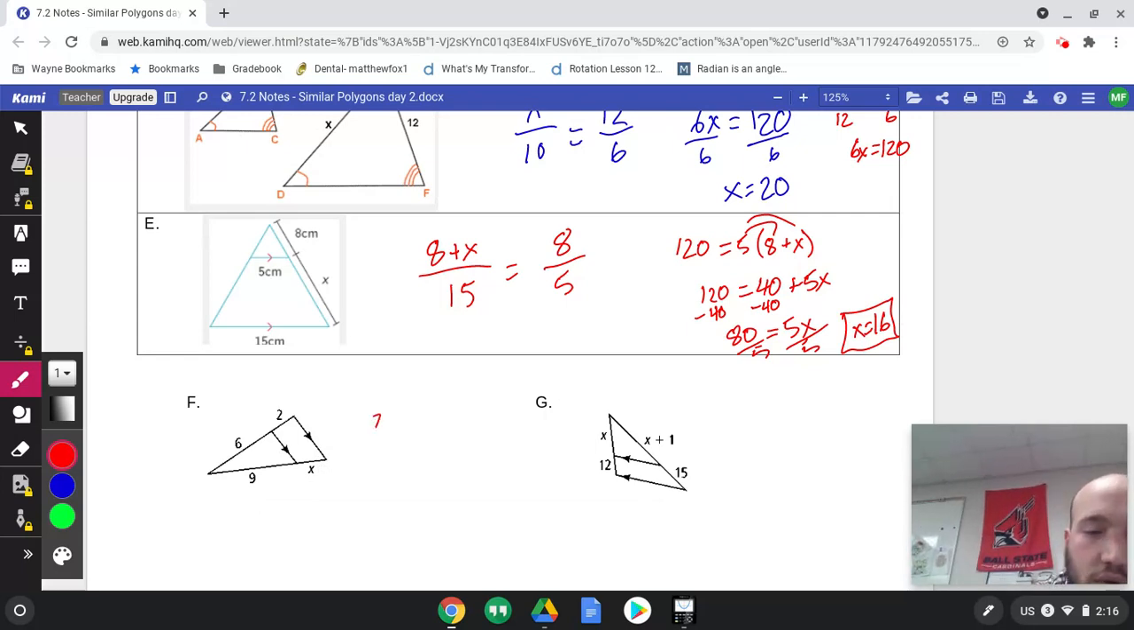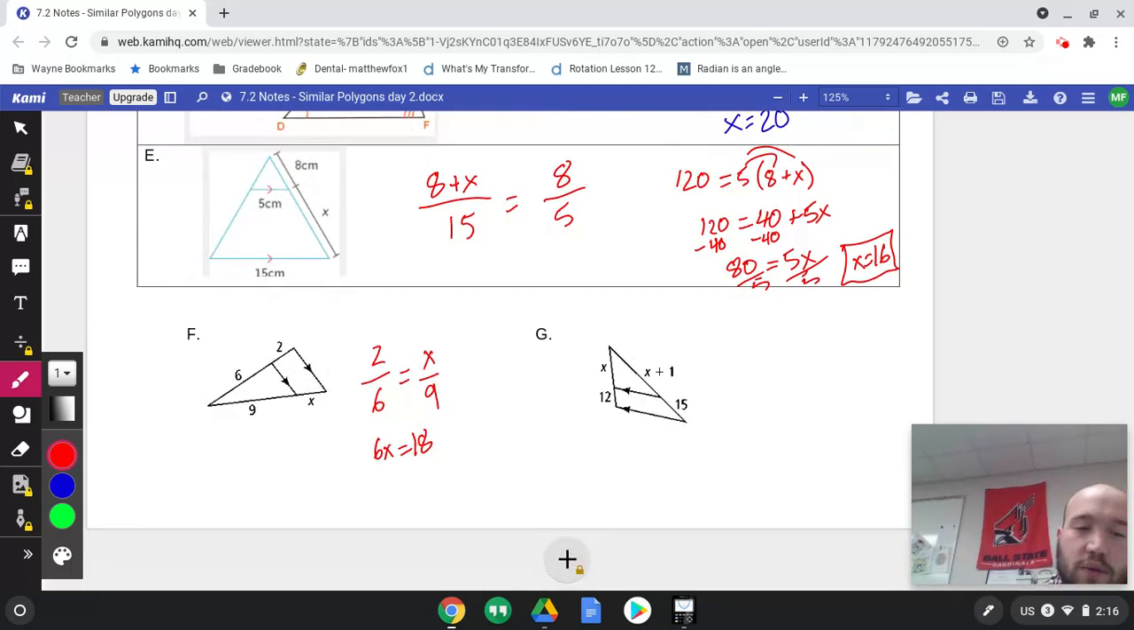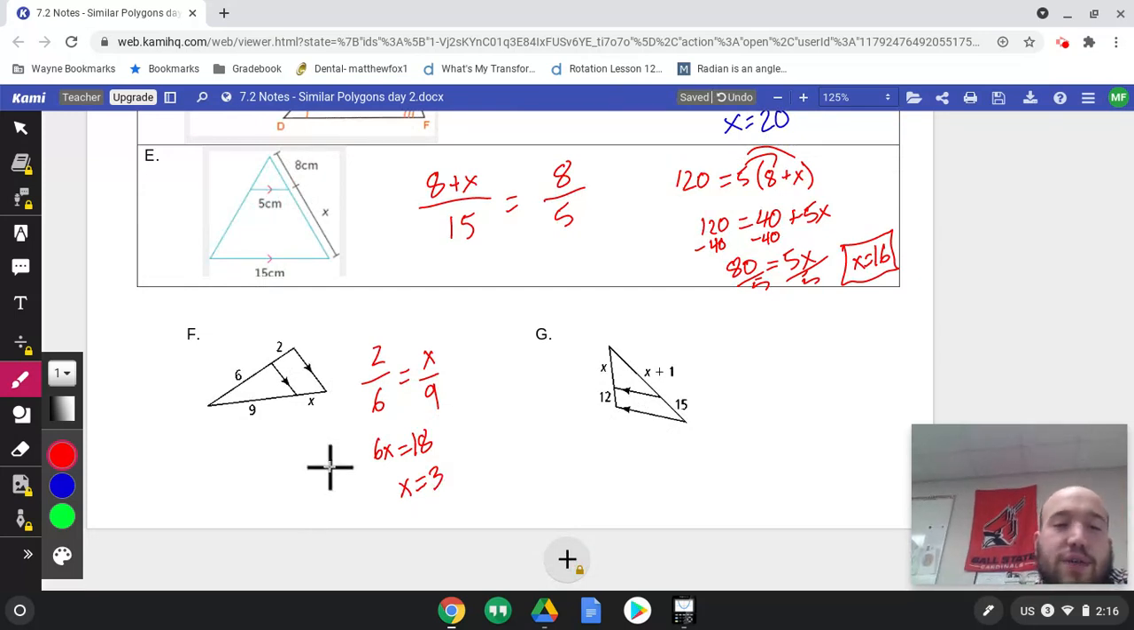So 2 over 6 equals x over 9. We cross multiply. 6x will equal 18. We can divide. We get x equals 3. Hopefully that makes sense to you, because 3 is a third of 9. 2 is a third of 6.